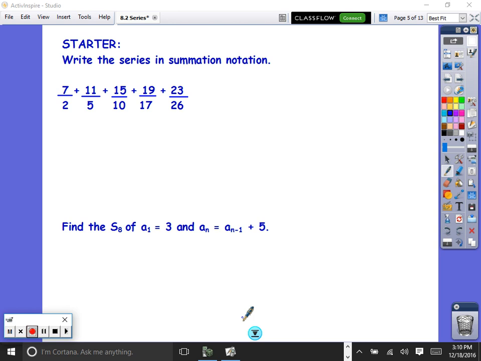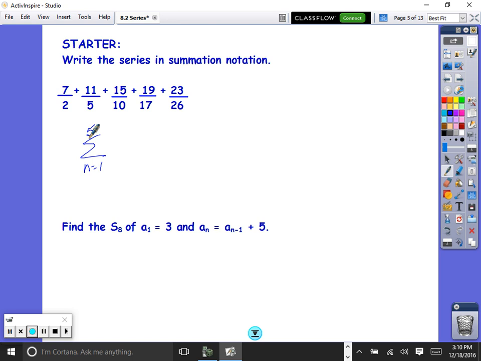Today we're going to continue with our series, and I have a couple starter problems here for us. The first one says, write the series in summation notation: 7 halves plus 11 fifths plus 15 tenths plus 19 seventeenths plus 26. So I know I'm adding all these, so I start with my sigma, and I have the first term, and I have 1, 2, 3, 4, 5 total terms, so I have the first through the fifth term.